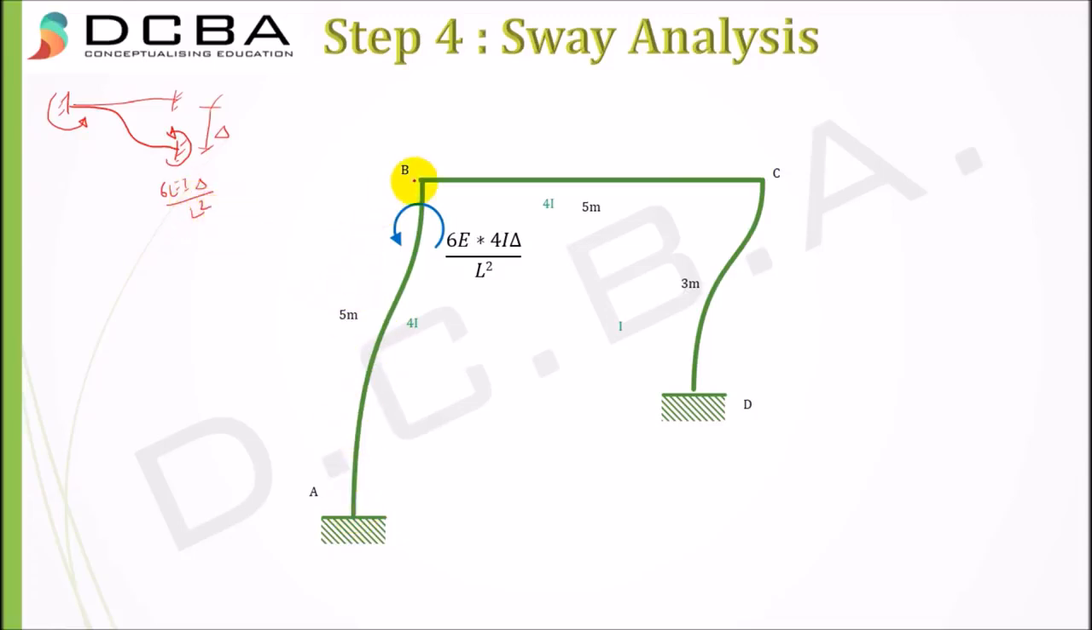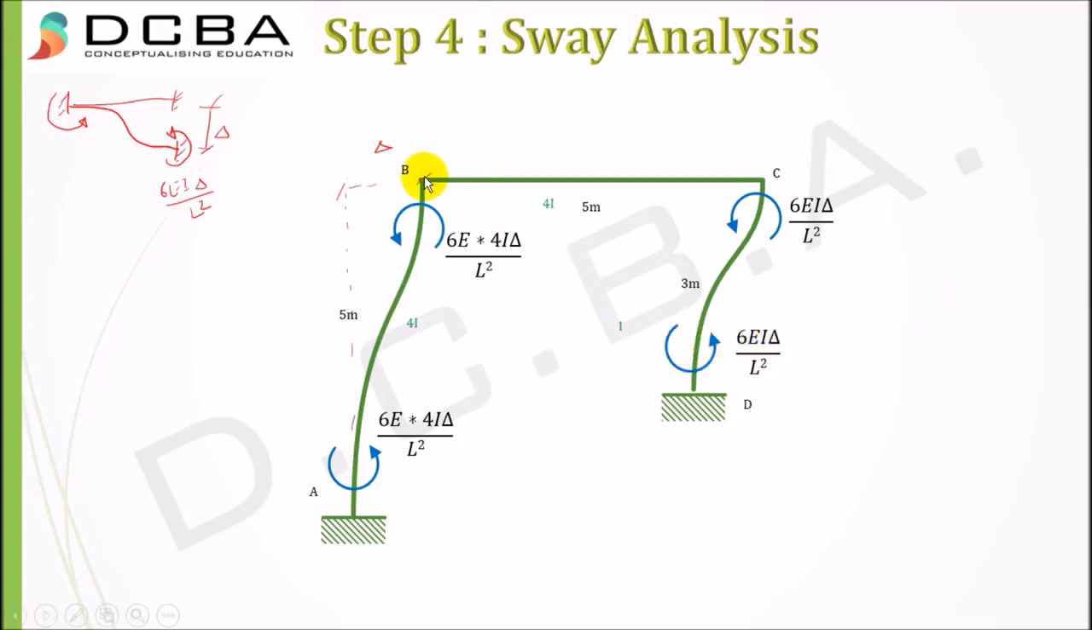So if you see here, support B has settled down by an amount of delta. Okay, this is the sway that I have given it. Delta is the sway that I have given, and the moment that will be generated here would be 6EI delta by L square. Since EI is 4I, it will be 6E into 4I by L square. Again here anti-clockwise 6E into 4I delta by L square, right? Similarly here it will be 6EI delta by L square, since I is only one single I. Again here it will be 6EI delta by L square.